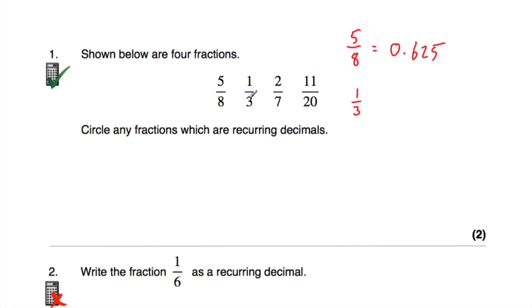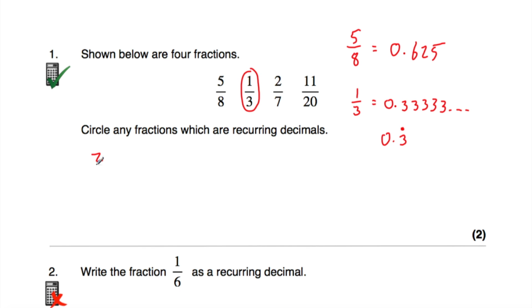Now let's try 1/3. We should already know that 1/3 is a recurring decimal. It's 0.33333 and so on. If I was to do 1 divided by 3 in my calculator, I would get 0.3333 and so on, and I would just carry on. Alternatively, it could be displayed as 0.3 with a little dot above it. And remember that dot means recurring, so it just means 0.33333 and so on forever. So 1/3 is a recurring decimal, so let's circle it. That's our first one.